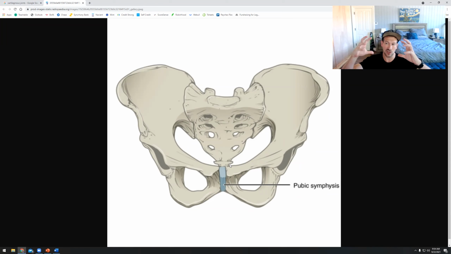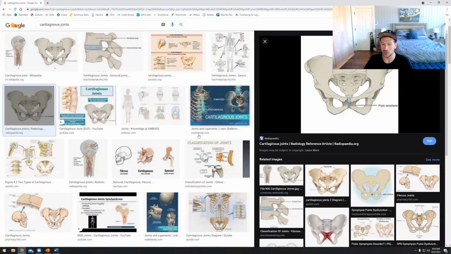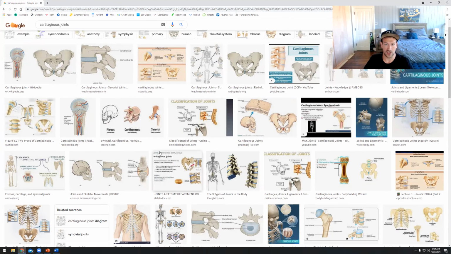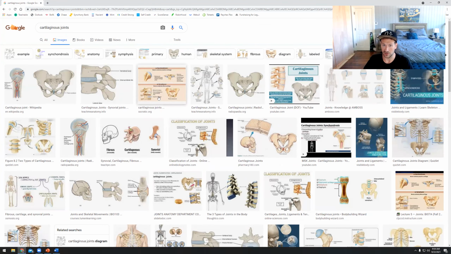So it's designed to do a little bit of movement like this, not a lot of movement though, right? This is not a synovial joint. We do not want that to move too much. If it does move too much, you're going to be in pain because, well, chances are your pelvis is no longer attached together, and that's going to require surgery to fix.